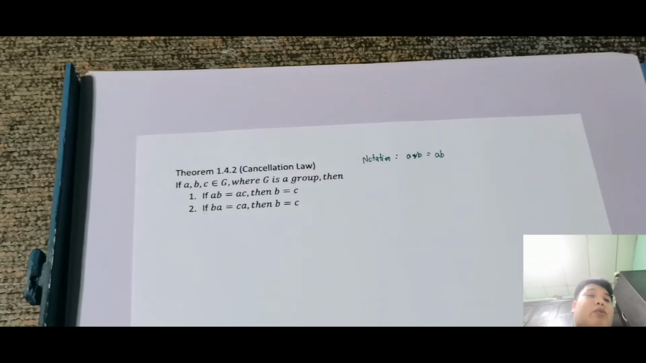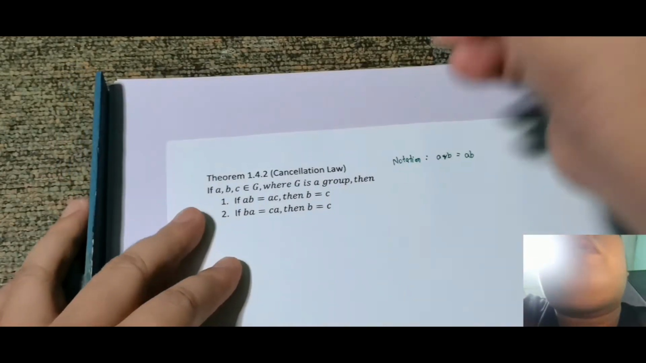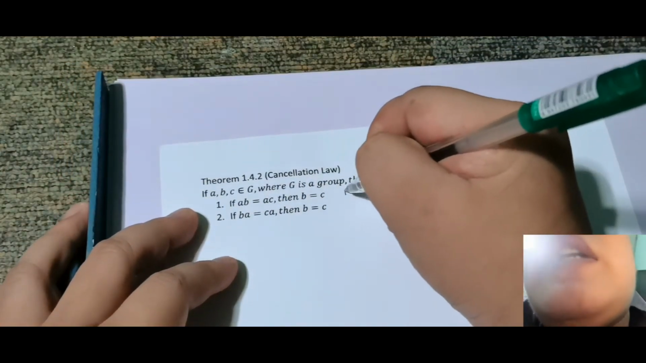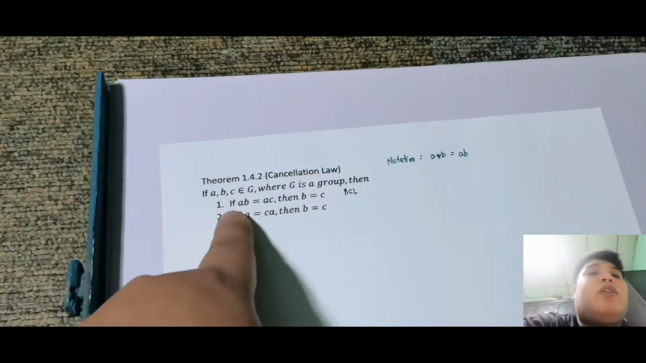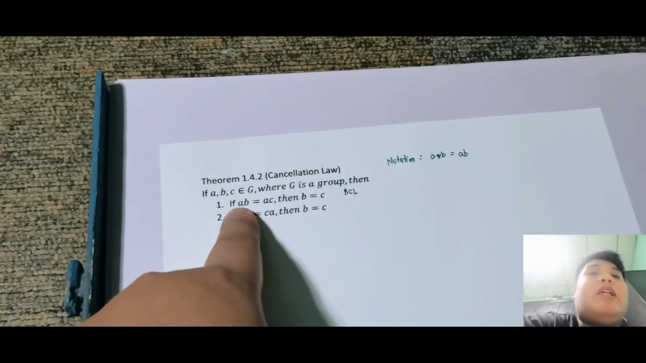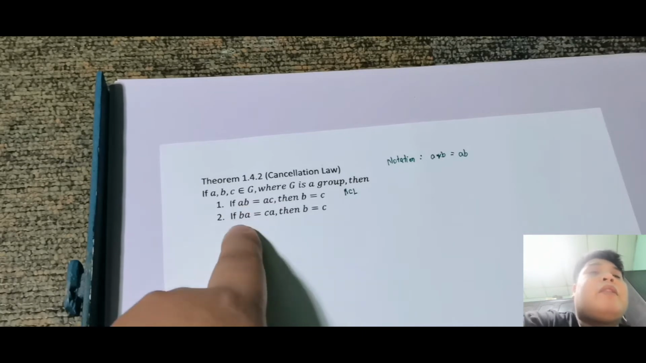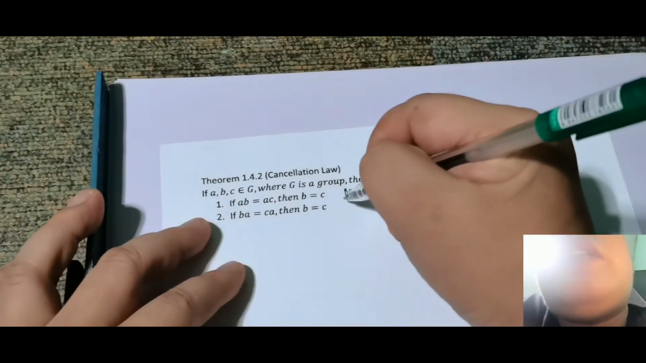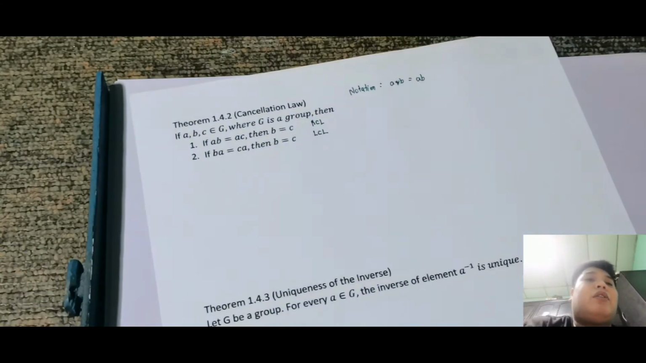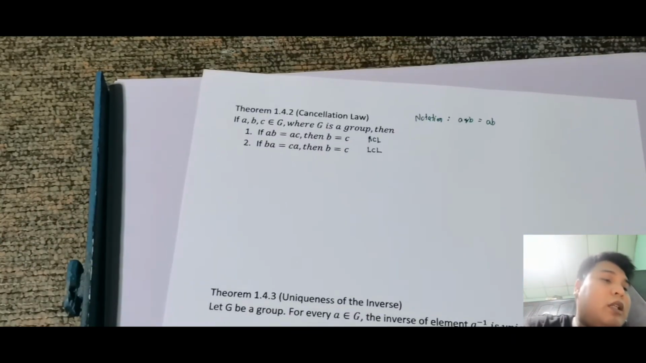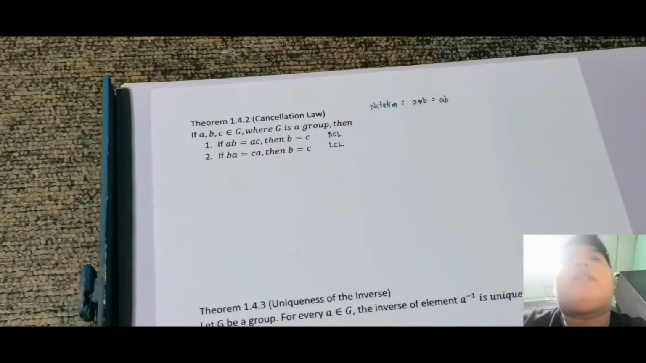So, napansin mo may positioning yung A na yan. So, note this is the RCL. So, meaning na RCL is right cancellation law. Kasi sa right ka nagtanggal ng A, na-cancel out yung A. Dito is left cancellation law. This is LCL. Okay? So, ang gagawin ni sir is ipoprove niya lang si right cancellation law.